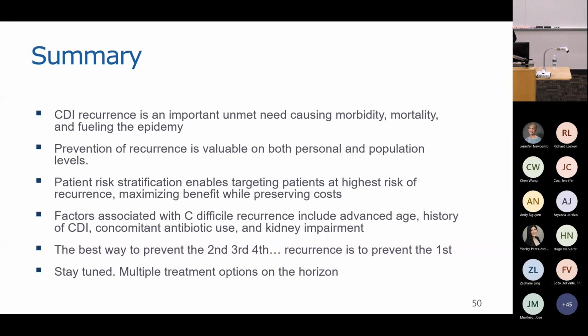bear those penalties. I think it's all about recurrence, as I mentioned. Not much is being done to treat those very, very sick patients. And I think that we're going to have much better ways to treat it and prevent its recurrence. Thank you.